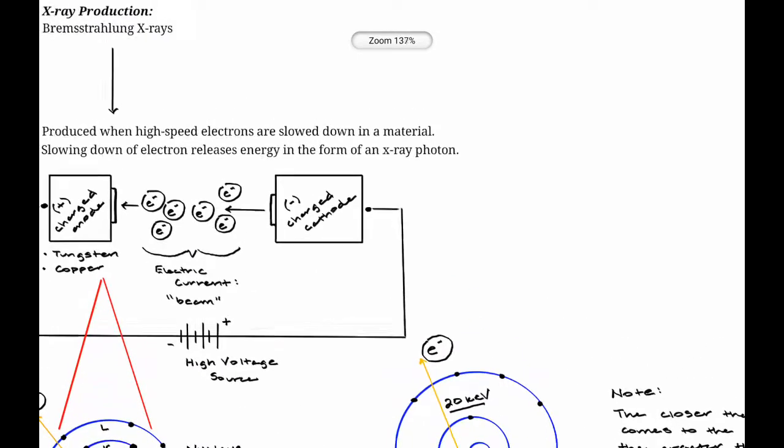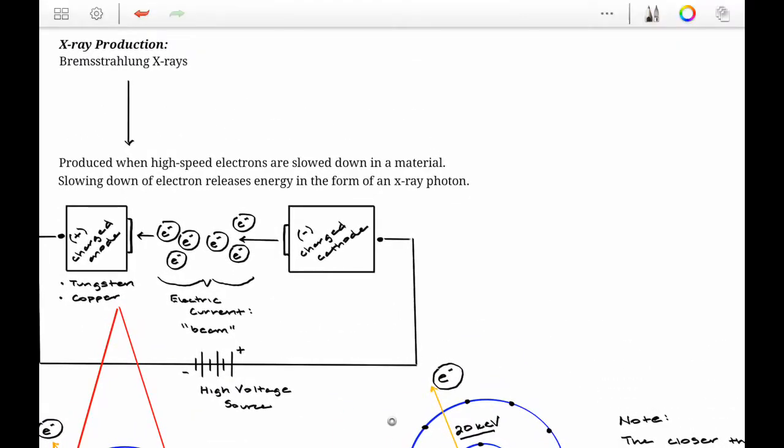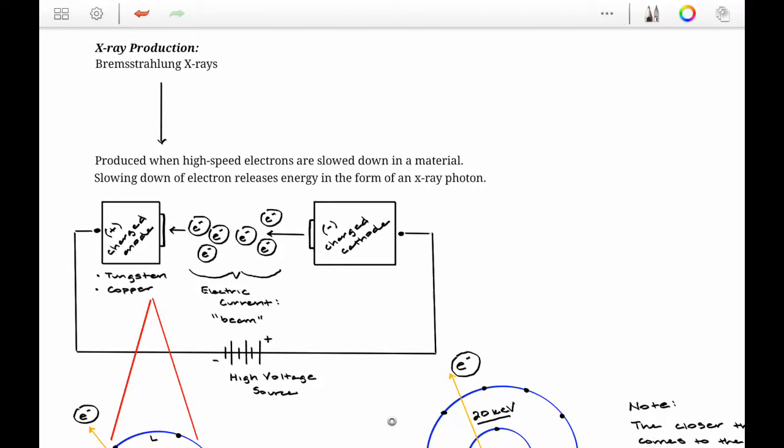on are Bremsstrahlung X-rays. These differ slightly from the characteristic X-rays, which you can look up if you want. Basically, Bremsstrahlung is a German word meaning braking radiation. These X-rays are produced when high-speed electrons are slowed down in a material. This slowing down of electrons releases energy in the form of an X-ray photon.